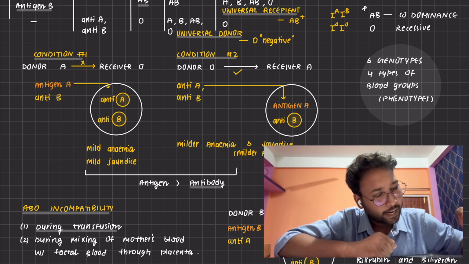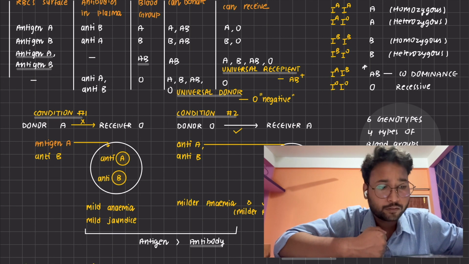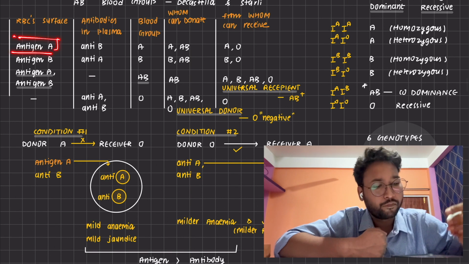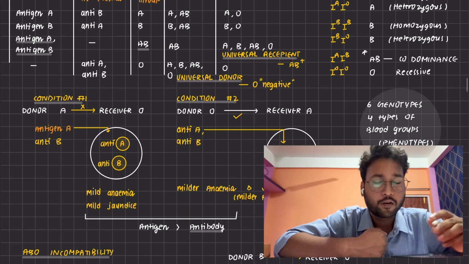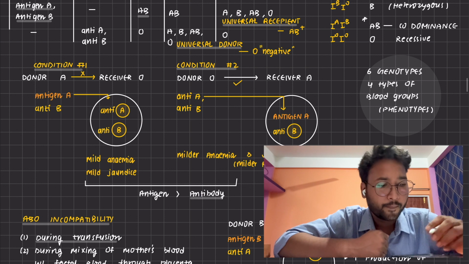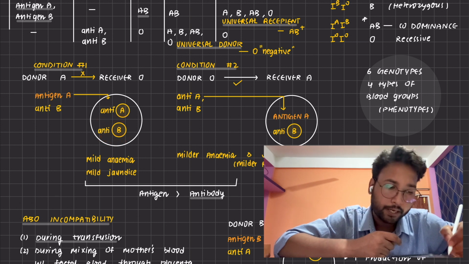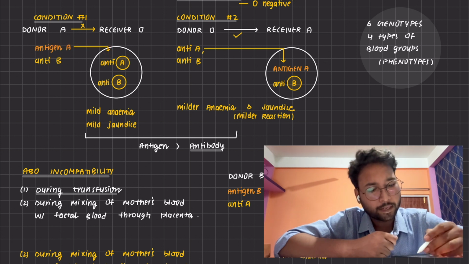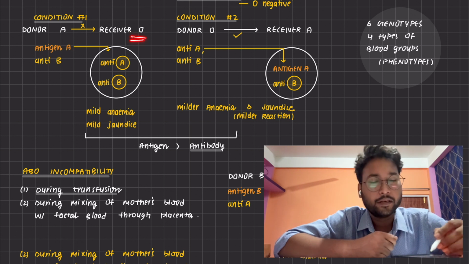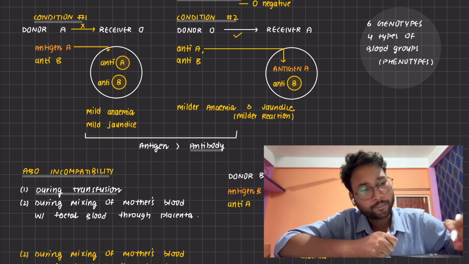When antigen A from my body enters the bloodstream of the patient with blood group O, who has anti-A antibody, it will cause a reaction, and this reaction will cause mild anemia and mild jaundice in the body of the patient who has blood group O. So that's why donor A can't donate his blood to a receiver who has O blood group. Let's see the opposite scenario.